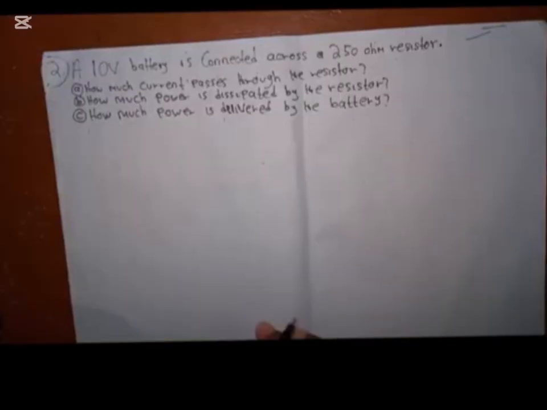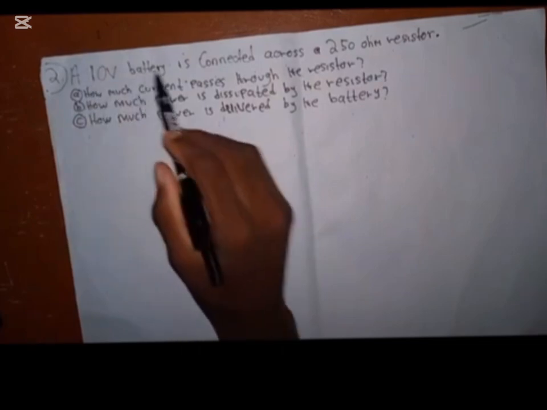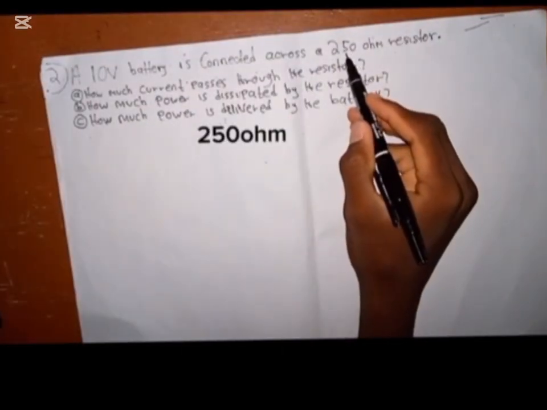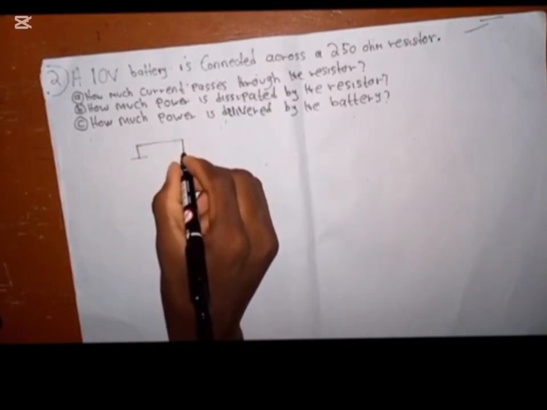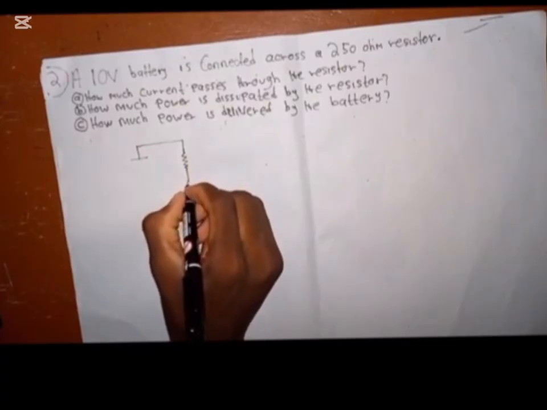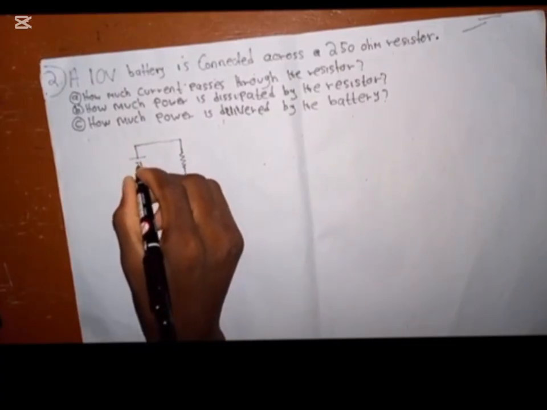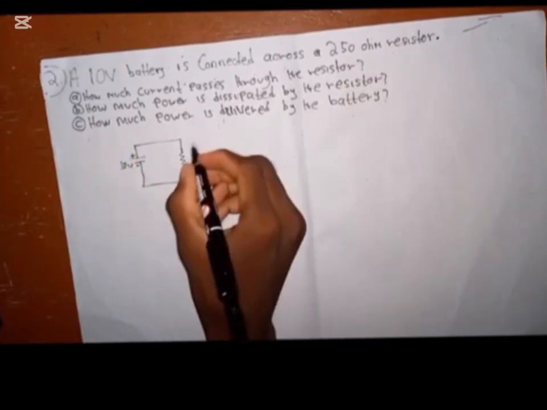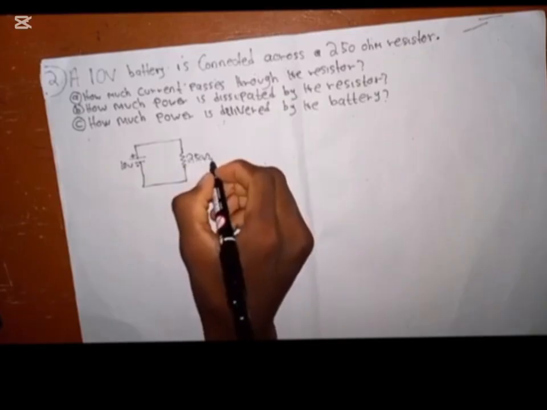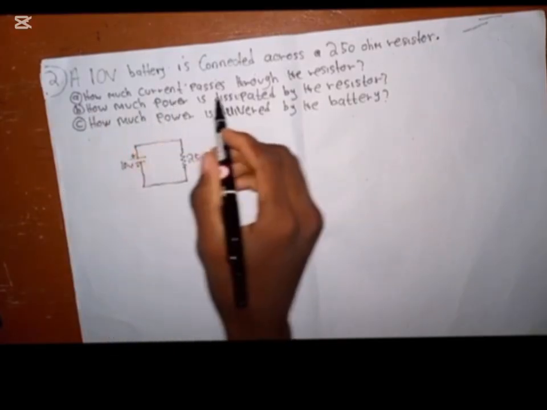Okay, this is the next question. Before, we were talking about electric current, but here we are just talking about voltage and resistance. Okay, let's start. Number 2: a 10 volt battery is connected across a 250 ohm resistor. Let's say we have a battery and a resistor, with the negative and positive terminals. We have 10 volts and our resistance is 250 ohms. How much current passes through the resistance?